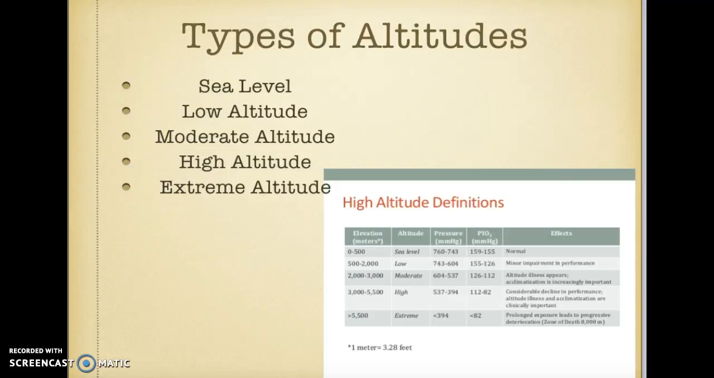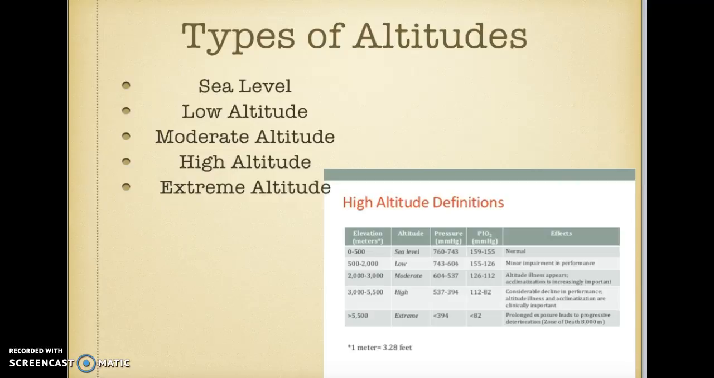We have low altitude, which is from 500 to 2,000 meters, and the aerobic pressure of that is 743 to 604 millimeters of mercury, and the PiO2 is 155 to 126. It has minor impairments in performance, so there's little to no effect on performance.